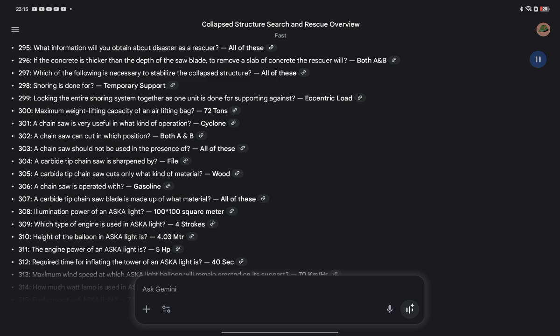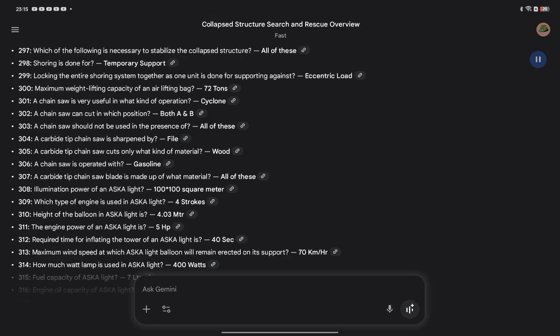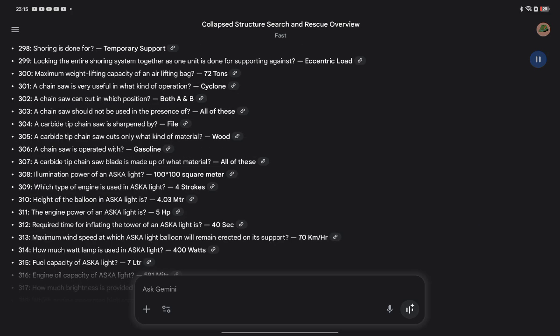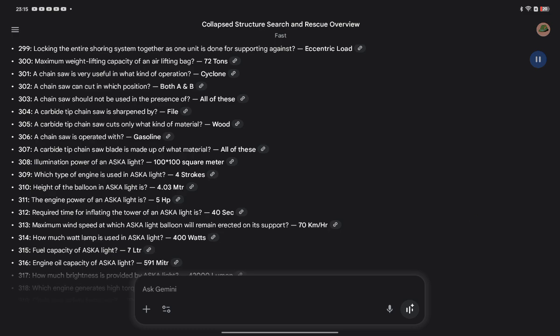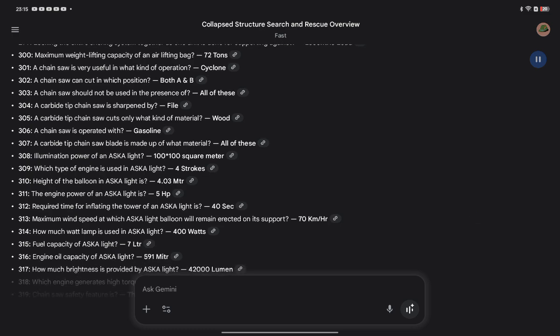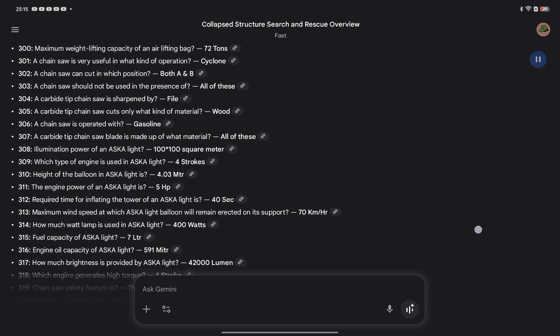297. Which of the following is necessary to stabilize the collapsed structure? All of these. 298. Shoring is done for temporary support. 299. Locking the entire shoring system together as one unit is done for supporting against eccentric load. 300. Maximum weightlifting capacity of an airlifting bag? 72 tons. 301. A chainsaw is very useful in what kind of operation? Cyclone.